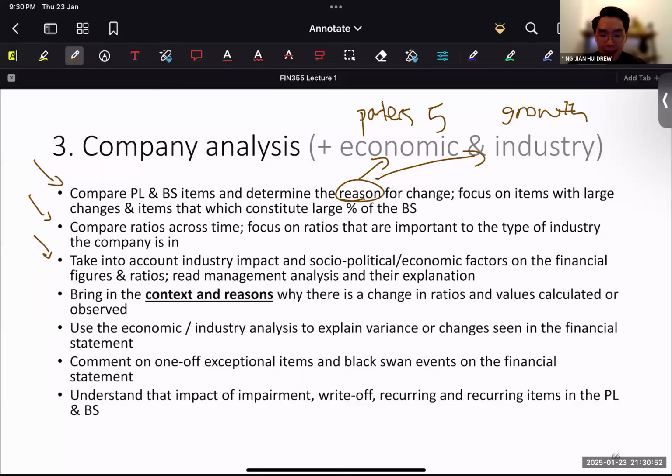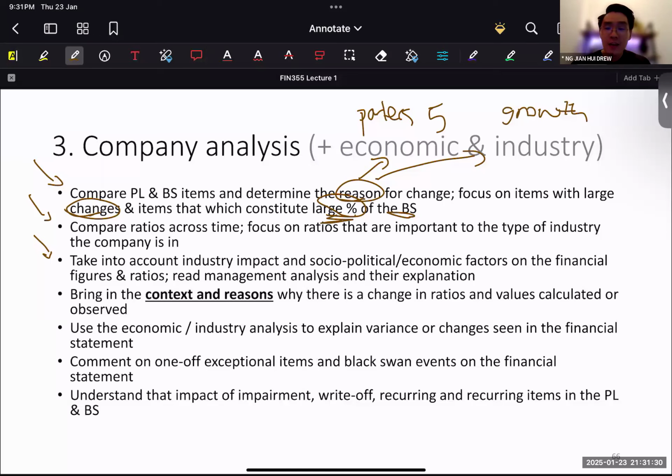And then, focus on items with large changes, right? So, for example, look at the line items in the balance sheet or the profit and loss statement, which one has the largest change or constitutes the largest percentage of the balance sheet. Those are the ones that you should talk about, right? If it's something very small, maybe they have some small associate company that's giving them some dividends, then maybe nothing to talk about. Yes, they get some dividends from the associate, but not interesting. Talk about things that are very interesting because they constitute a large percentage.